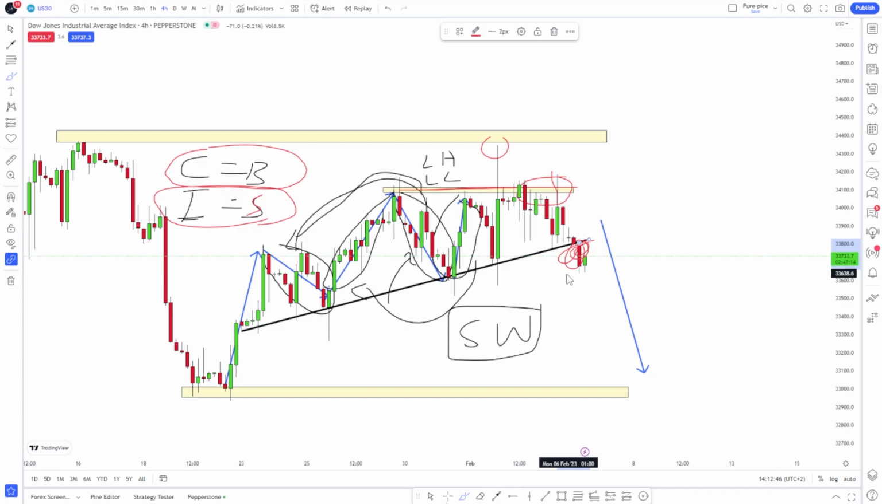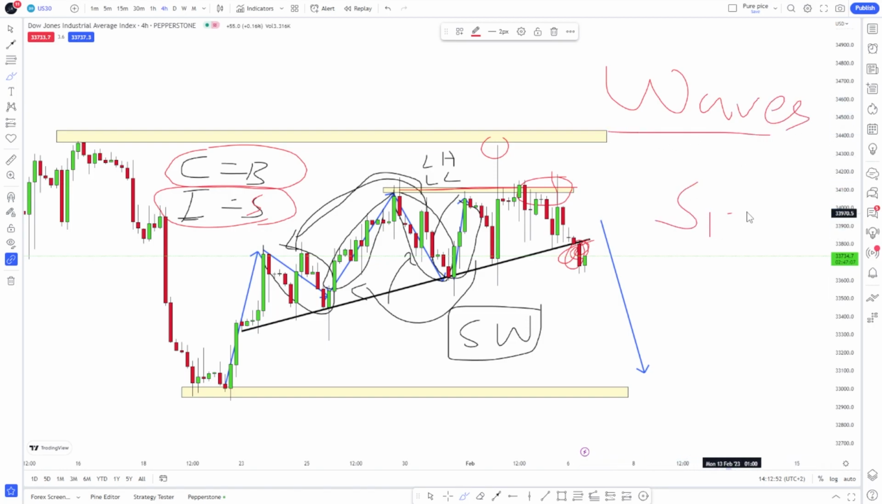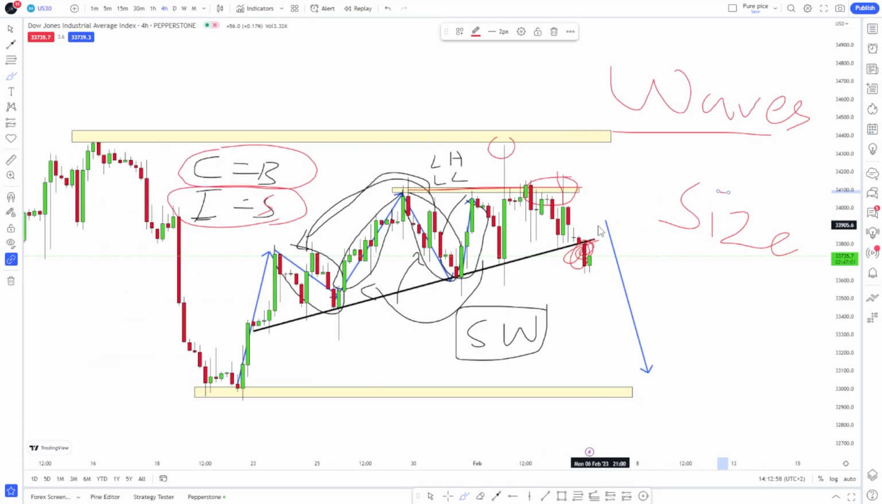Whenever you are analyzing a trend, always pay attention to the waves and how they are changing in terms of size. Just pay attention to the size of the waves and you'll never go wrong. I hope this is helpful and I hope this is making sense. I'm just going to keep it short and leave it here.